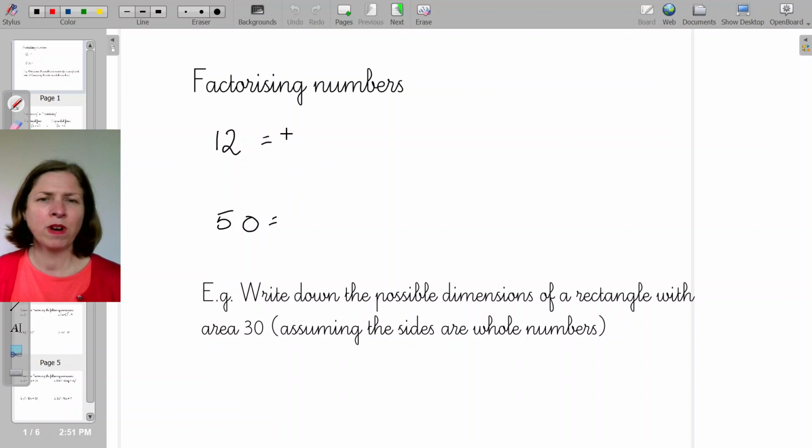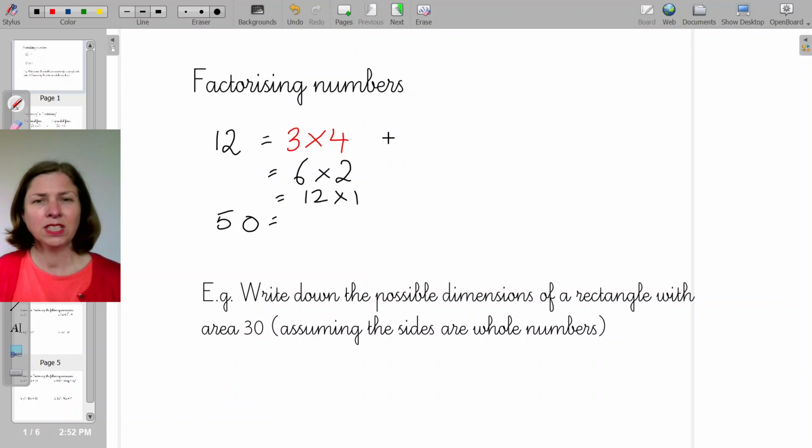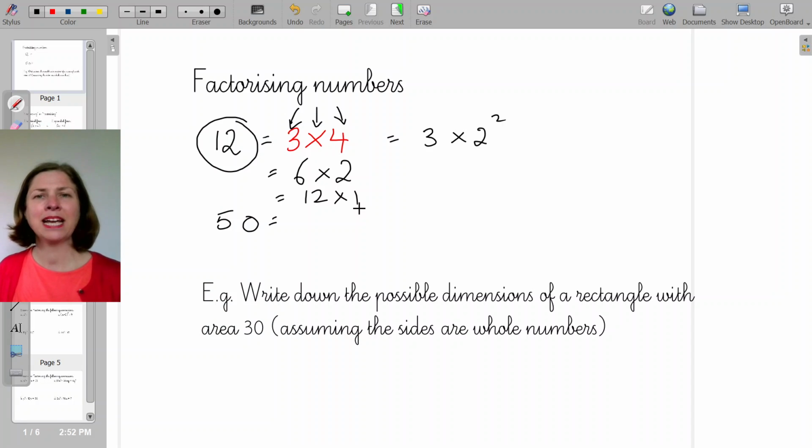For example, I could rewrite 12 as 3 times 4. Or I could rewrite 12 as 6 times 2. I can even write it as 12 times 1. Or I can take it further and say it's 3 times 2 squared. That gives all my prime factors, so this is completely factorised now. But all of these are factorised. In other words, I'm rewriting the number 12 as two other numbers multiplied together. And it's this multiplying together that makes it a factor.